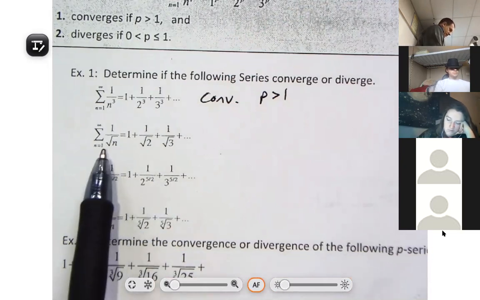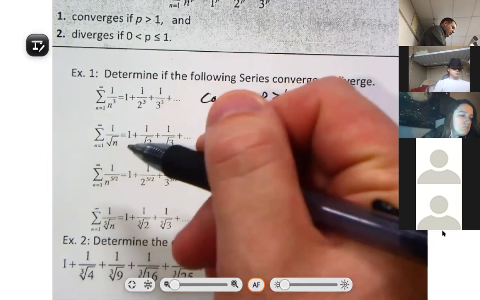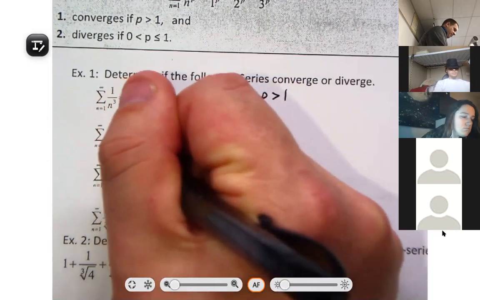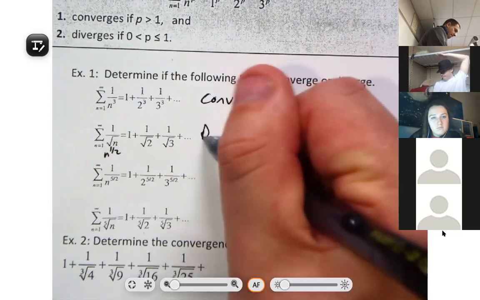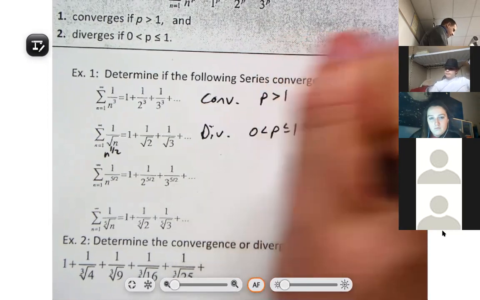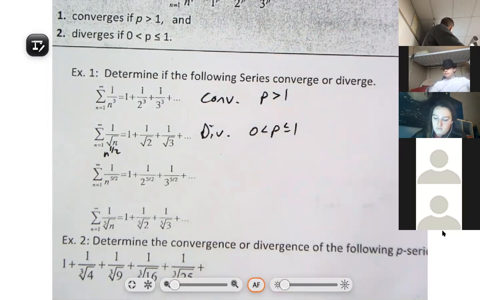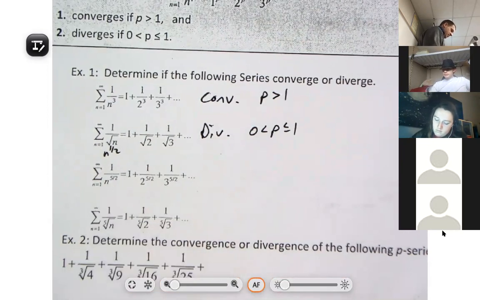The next one. We just have to be careful that we know how to deal with radicals and convert them to exponents, but this is the same as n to the 1/2. So 1/2 is definitely between 0 and 1. So it diverges. Such a stark contrast between the integral test and the P-series test. The next one, 5/2, is definitely above 1. So this one converges.